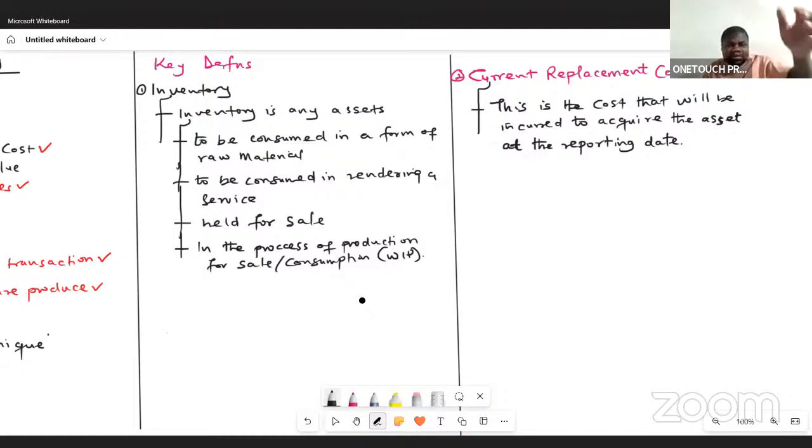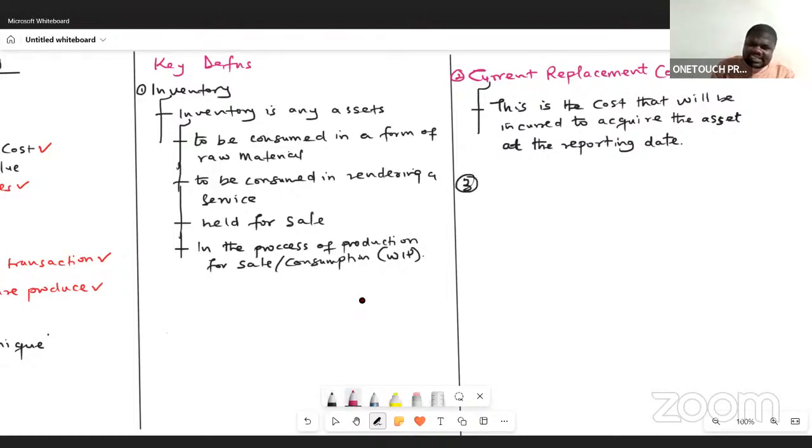But this inventory we are talking about, we are looking at the end of the year, how we can even get the closing inventory. That's why we are using the reporting date. And at any point in time, if you want to get the current replacement cost, then this is the cost you are going to incur in acquiring the assets. You want to acquire the same asset to replace. So that is your current replacement cost. But how much you get from the sale of the existing assets minus the cost you are going to incur to sell that asset is net realizable value.